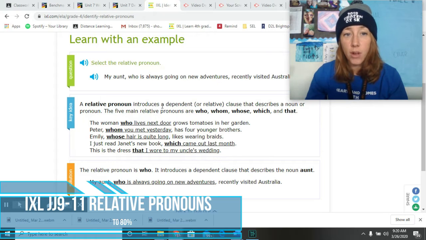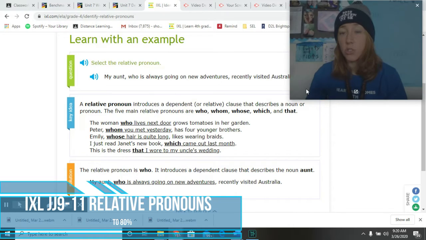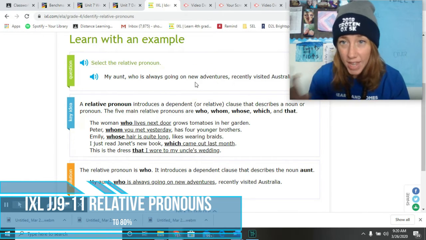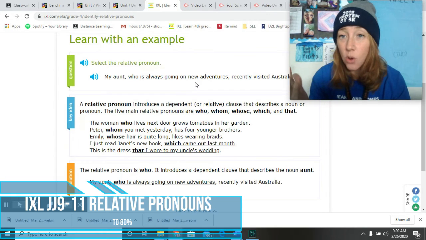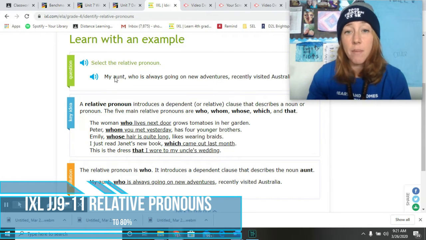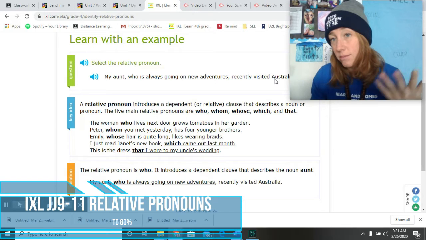So a relative pronoun introduces the dependent or relative clause that describes a noun or pronoun. So my aunt, who is always going on new adventures, recently visited Australia. So this part right here, who is always going on new adventures, that's just a little added bonus. I don't need to know that to know your aunt went to Australia. So this is a dependent clause right here. It's giving some extra information. I could just say my aunt recently visited Australia.